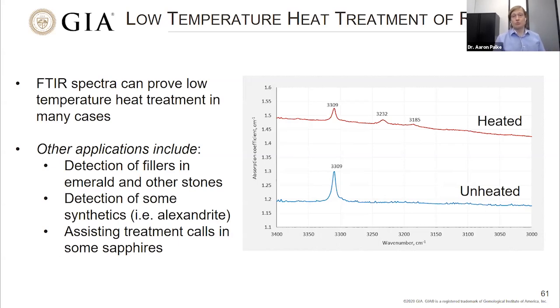So in this case, what we found was that at this frequency of 3309 wave numbers, which is a bit of an unusual designation of wavelength, in unheated stones we might see one peak, but in the heated stones we would often see these additional peaks at 3232 and 3185. And so if we identify these additional peaks related to water dissolved in the rubies, it's a good indication of heat treatment in these low temperature heated Mozambican stones.